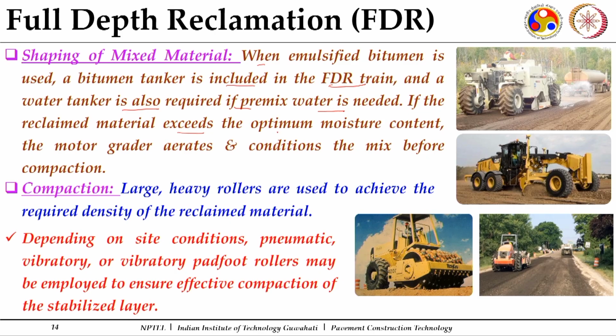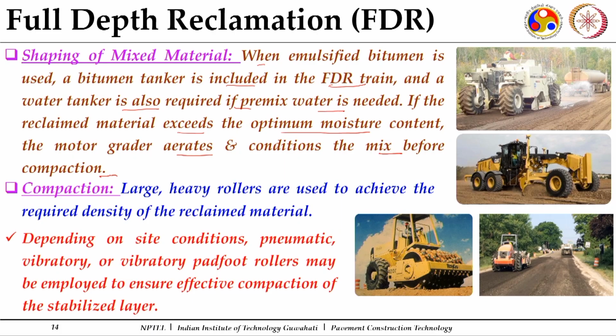If the reclaimed material exceeds the optimum moisture content, there may be a situation where it has more moisture than what is required. In that case, the motor grader may have to aerate it. It helps to aerate through its blade, so as to reach the desired consistency where it can be compacted. This is how it can aerate, and it can also bring it to the desired profile.